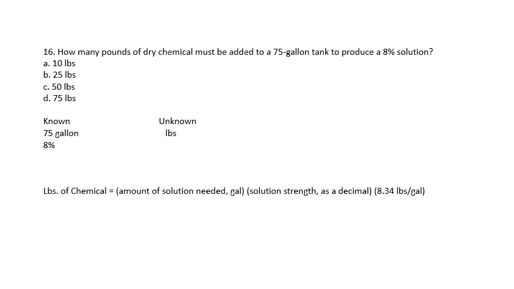Pounds of chemical is equal to the amount of solution needed in gallons times the solution strength as a decimal times 8.34 pounds per gallon. Going to plug your numbers in. 75 times 0.08 times 8.34 pounds per gallon. That's going to leave you with an answer of 50.04 pounds, or rounded 50 pounds.